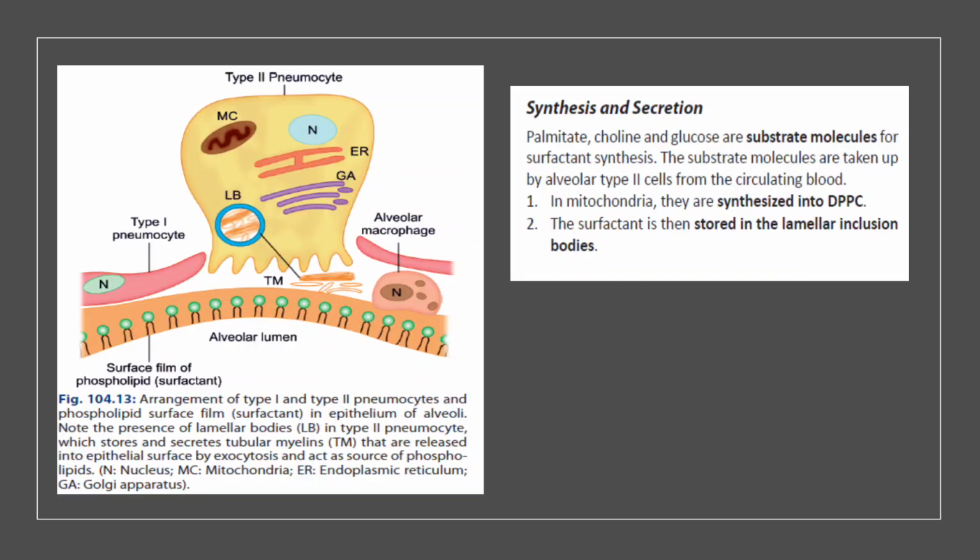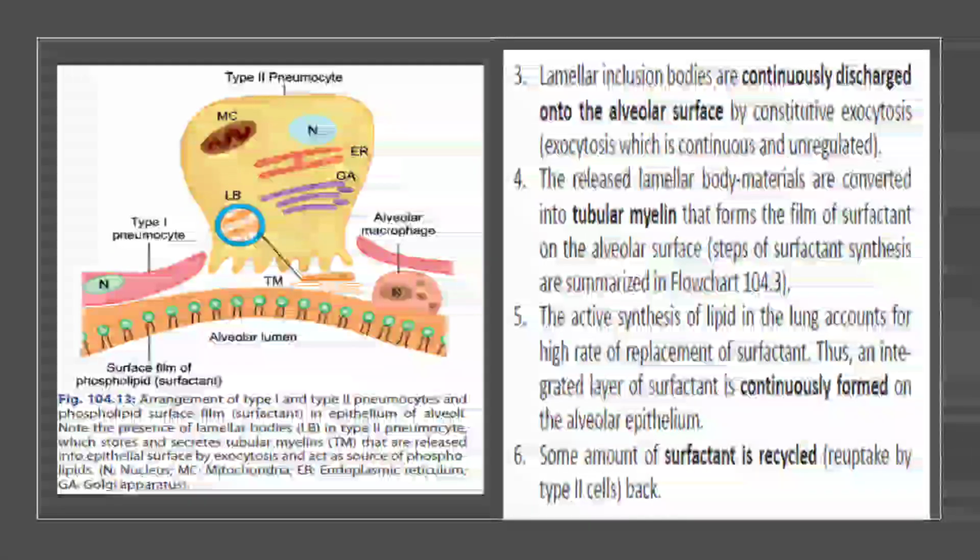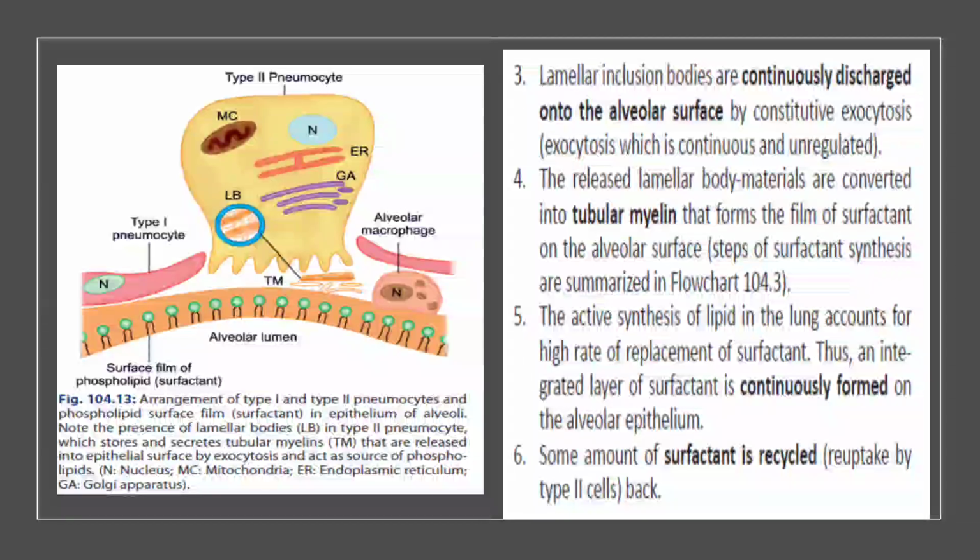In the mitochondria of these type 2 pneumocytic cells, after they take up this palmitate, choline and glucose, they will synthesize the DPPC. Then the surfactant will be stored in the lamellar inclusion bodies, and the lamellar inclusion bodies are continuously discharged into the alveolar surface by constitutive exocytosis. What is constitutive? Because this exocytosis is continuous and unregulated.